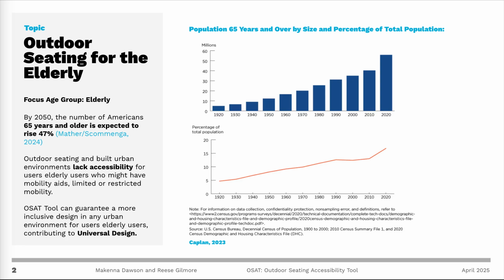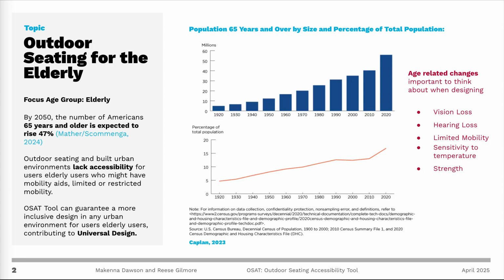And so our OSAT tool is to evaluate outdoor spaces, which often lack accessibility for the elderly or those who might have mobility aids or restricted mobility. Some important things that we think about in design, especially with seating or in general for the elderly, our target group, are hearing loss, vision loss, limited mobility or use of aids, and sensitivity to temperature, whether that's the outdoor temperature or the temperature of an item or material. Strength and endurance are also decreased with age.